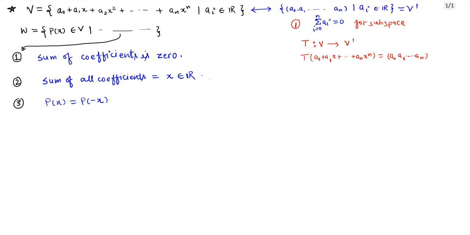Okay, then another example: if we write p(x) is equal to minus of p(x), does that make a subspace or not? What is the definition of this? This is an odd polynomial. Does this make a subspace or not?